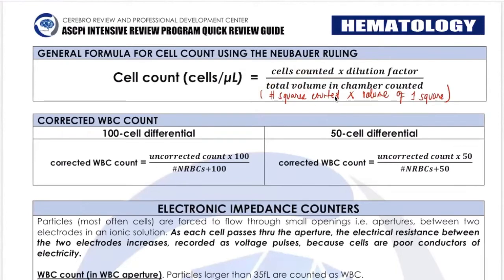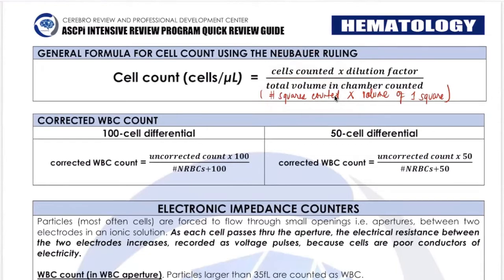Kasi ibig sabihin, since average is the one given to you, that means hinati na sa dalawa yung cells counted. So that means hahatiin mo din sa dalawa yung number of squares counted. Okay? So I think that's the only challenge there. To be vigilant on what are the values given to us for the cell count.